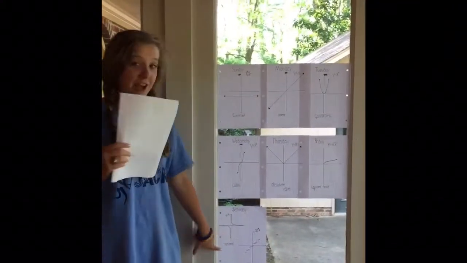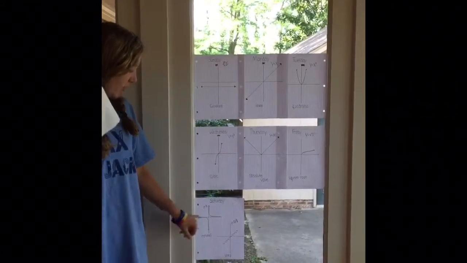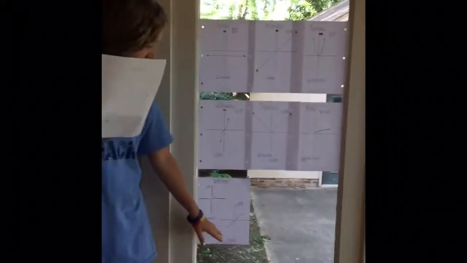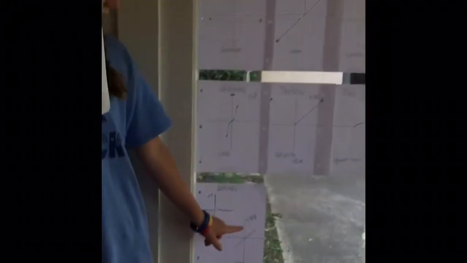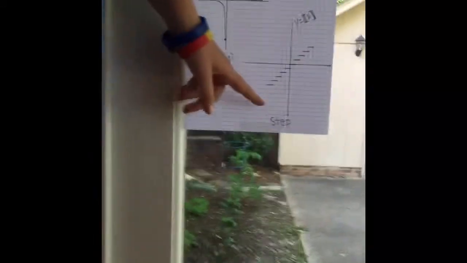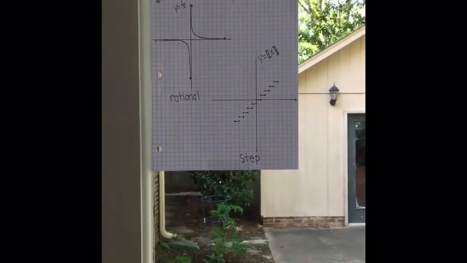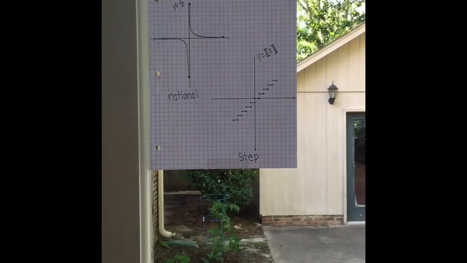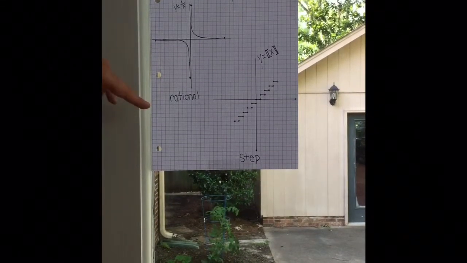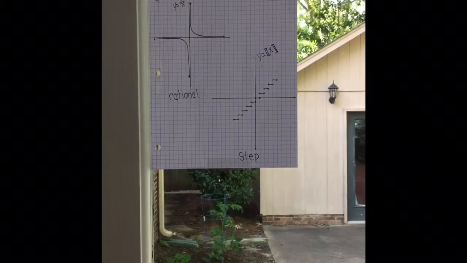Lastly, on Saturday, we have rational with a little bit of step mixed in there. The rational equation is y equals 1 over x, and the graph for this is a hyperbola. And step, the equation is y equals x with 2 brackets around the x, and the graph looks like steps. Now back to rational, the vertical asymptote is x equals 0, and the horizontal is y equals 0. Asymptotes are boundary lines for the graph of the function. Therefore, that's why the hyperbola is formed.